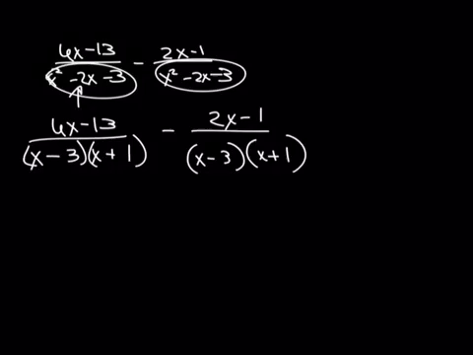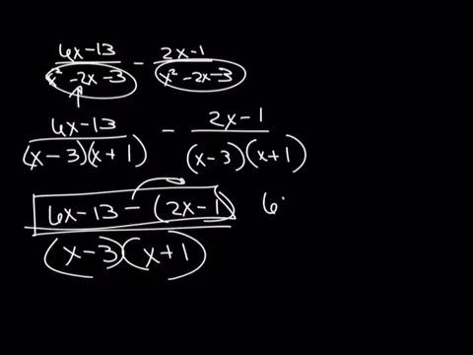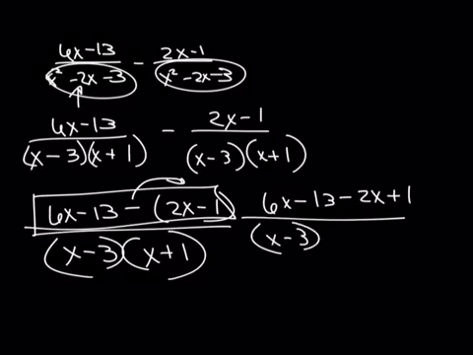And there doesn't seem to be, so I'm just going to put my numerators together. 6x minus 13 minus, remember to put that in parentheses because this minus is being applied to this whole thing, not just the 2x, over x minus 3 times x plus 1. Now I can go ahead and combine like terms there. 6x minus 13, take the parentheses off, change the sign of everything there. And again, I'm still simplifying, x plus 1.